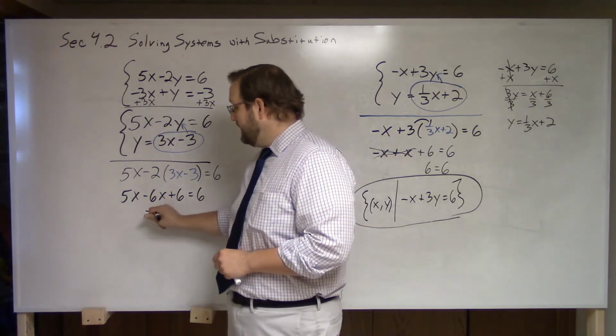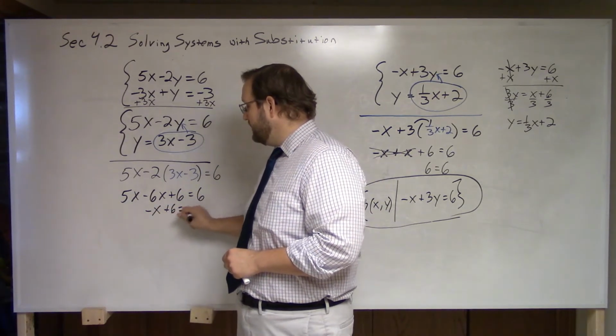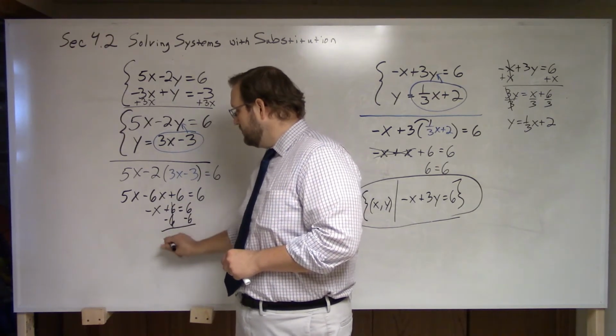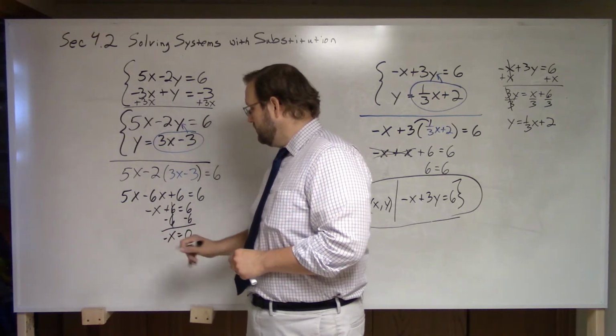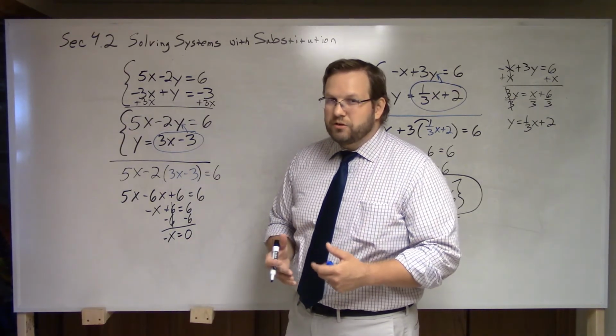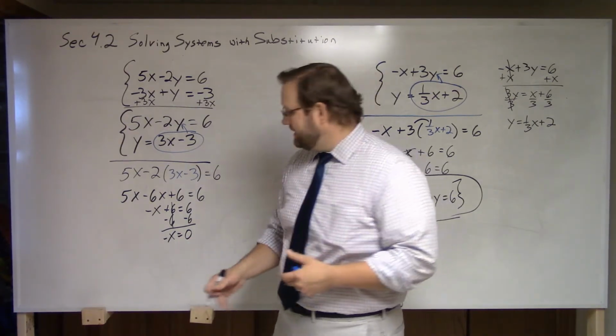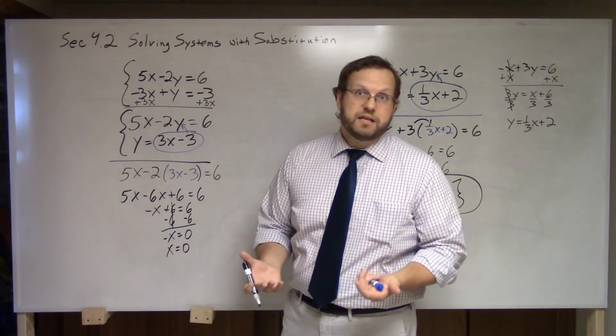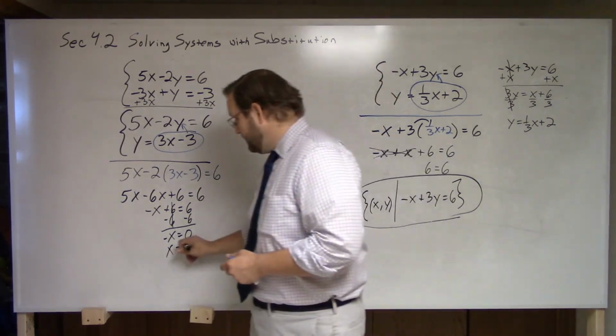I get negative x after I combine like terms. And then negative x equals 0. Since 0 doesn't have a sign on it, we've just got x equals 0. If we divided both sides by negative 1, we get that x equals 0.